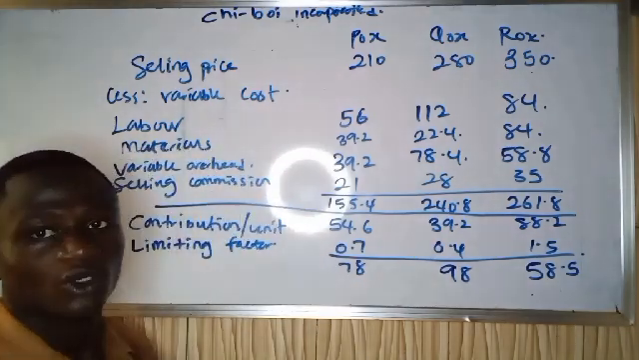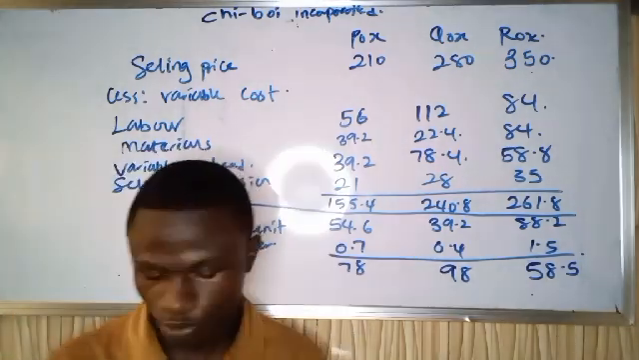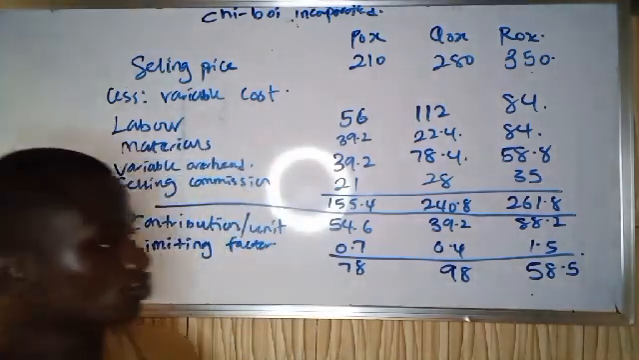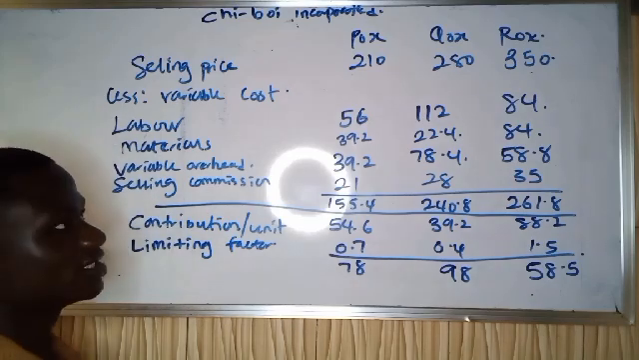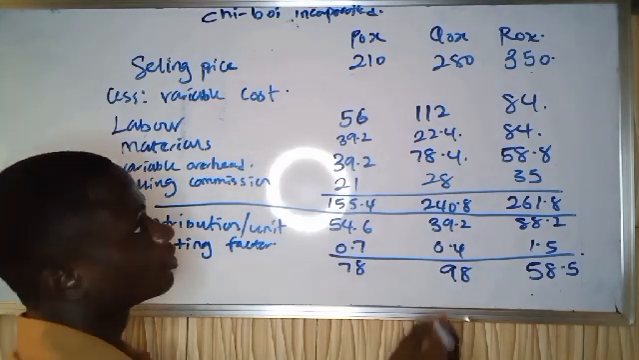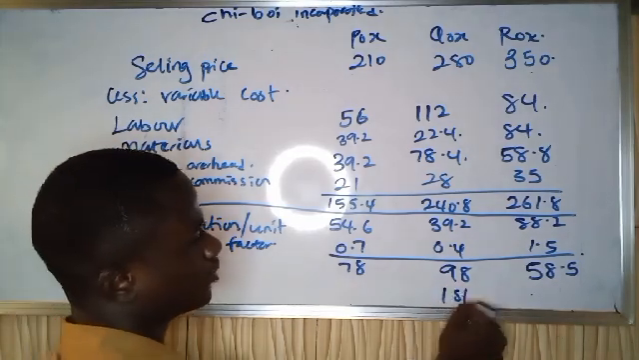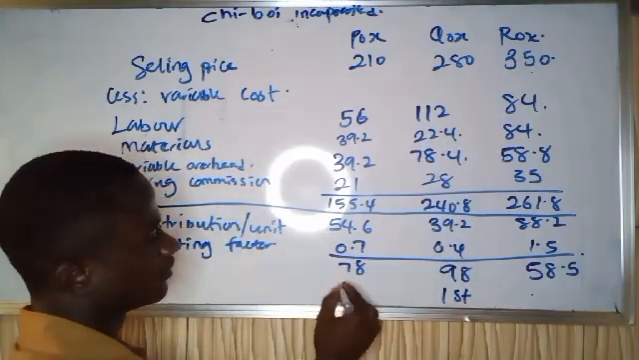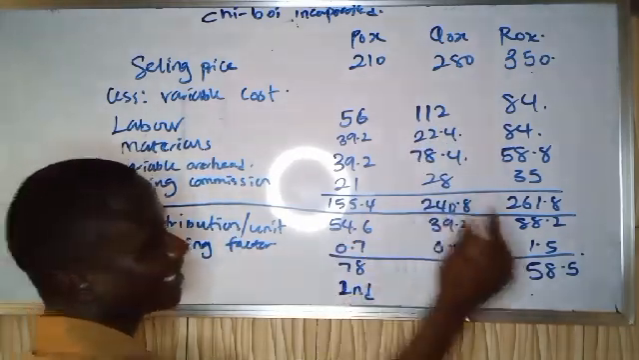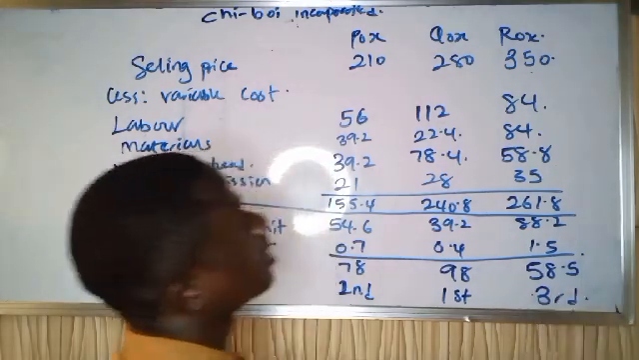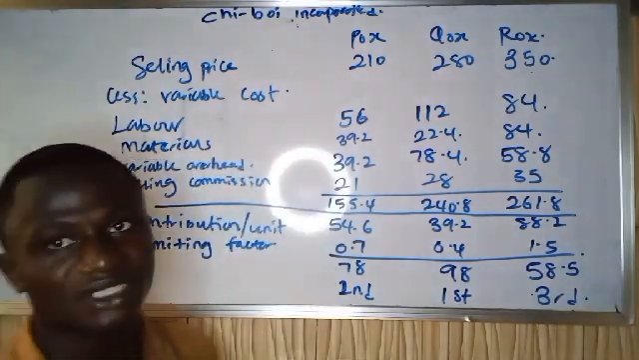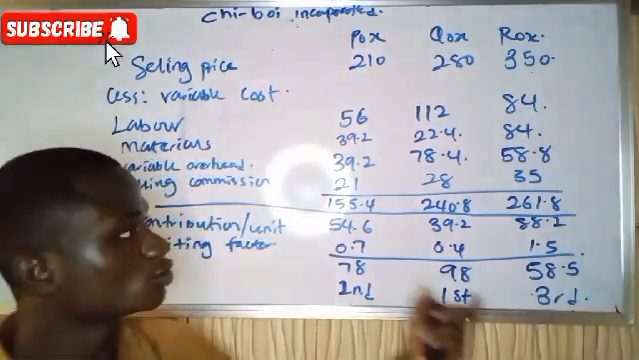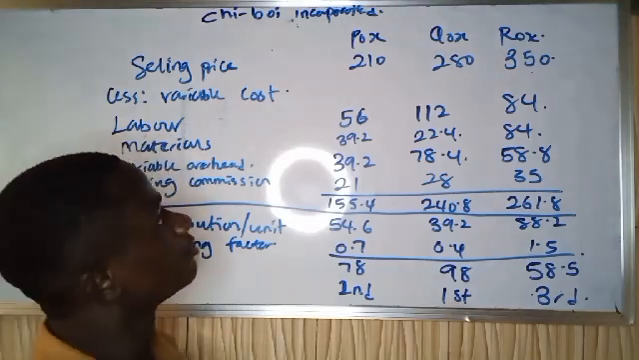58.8. So now, which one should be produced more? Which one should be produced less? Definitely, according to what we have here now, Quarks should be ranked first. All of Quarks should be produced, followed by the second, and lastly, all of Rocks. So this is the order in which we should produce the products.